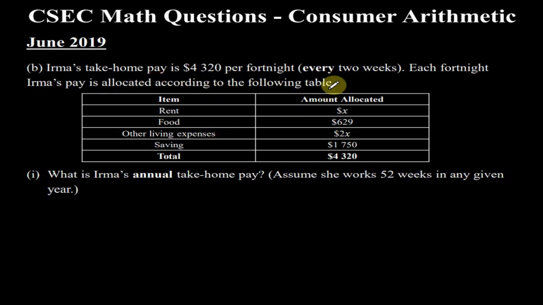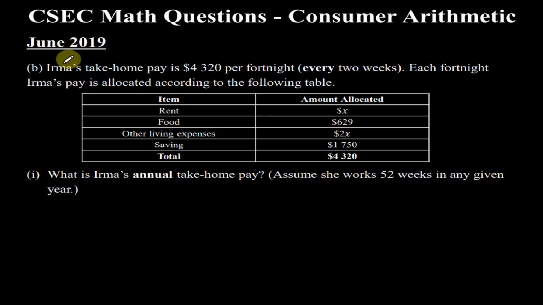Let's get right into it. Now looking at the question that was given on the June 2019 paper. Irma's take-home pay is $4,320 per fortnight, which actually means every 2 weeks. Each fortnight, Irma's pay is allocated according to the following table, as we are seeing here.